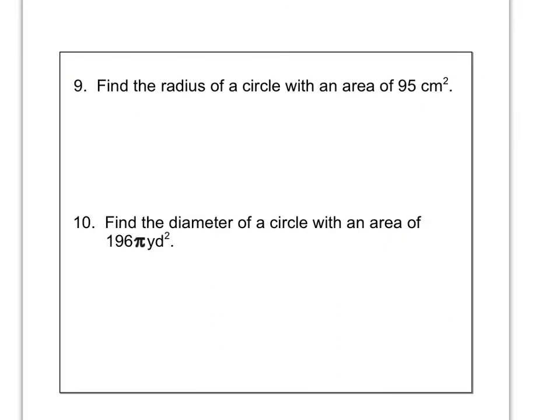Here we have a working backwards question, number 9. Find the radius of a circle with an area of 95 centimeters squared. So keywords, I see area, I see circle. That tells me I'm probably going to use A equals pi r squared. Plug in what you know. Well, you know the area is 95, so that's going to go in for the A. Pi stays pi, and we don't know the radius. So I guess we'll just leave that r.